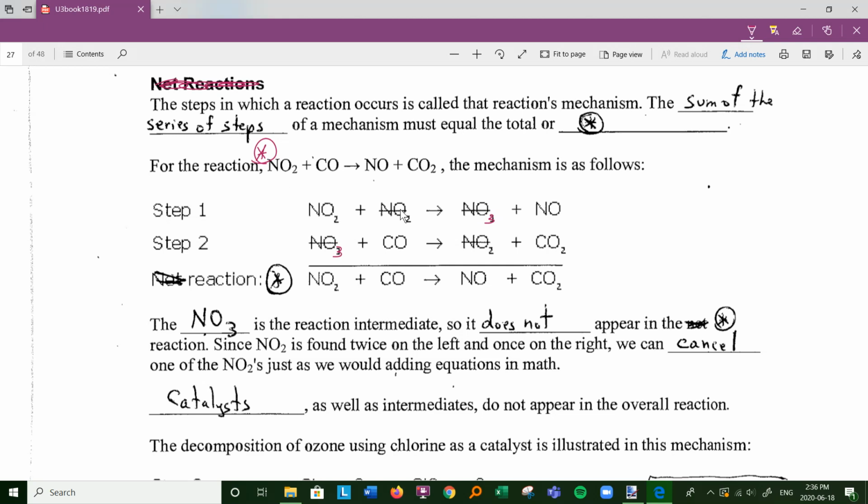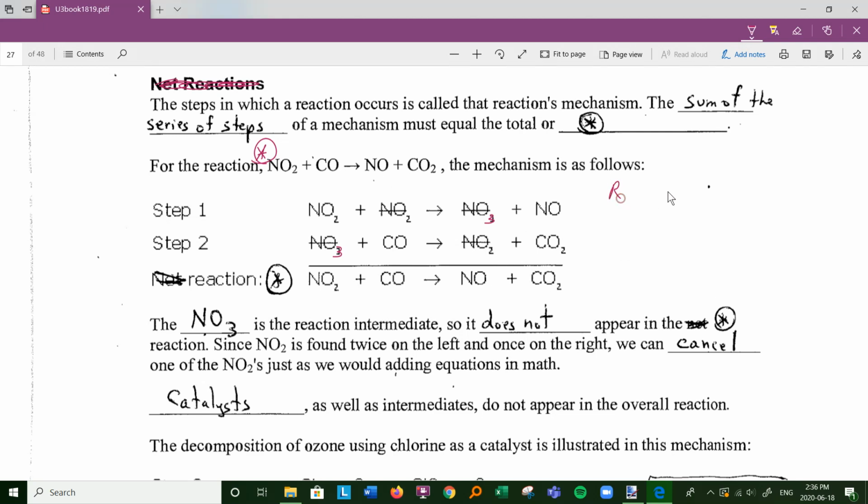So NO2 hits another NO2 to give you NO3 plus NO. So NO3 is an intermediate. Then NO3 reacts with a CO to give you NO2 and CO2. So you end up with NO2 plus CO goes to NO plus CO2, which is what you have to have.